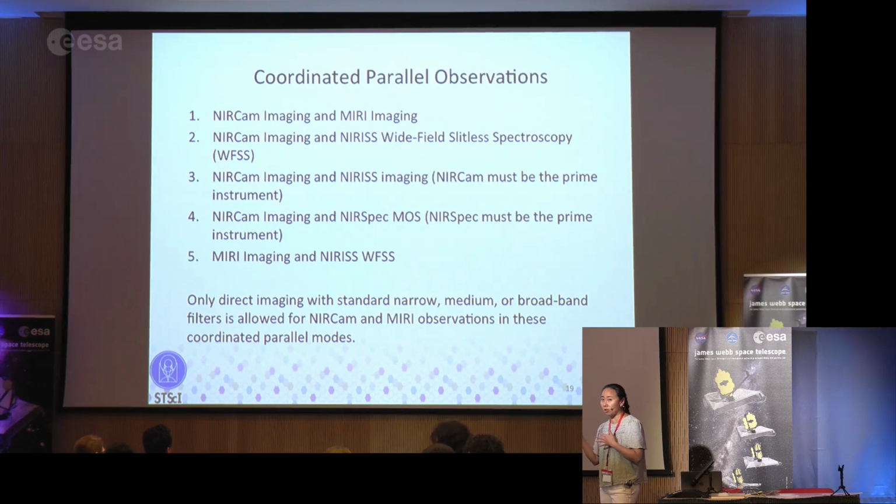In addition to coordinated parallel observations, there's the possibility for what are called pure parallel observations. And in this particular case, a separate PI has specified the prime observation, and you can specify how a second instrument can be turned on and used at the same time. So this, for example, might piggyback off of the prime observation's pointing to be able to make scientifically useful observations. So the one thing I want to point out is for direct imaging, you will not necessarily be able to use all of the filters that NIRCam and MIRI have. You'll be able to use the standard narrow, medium, or broadband filters.